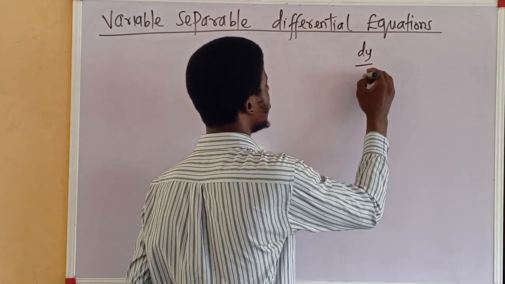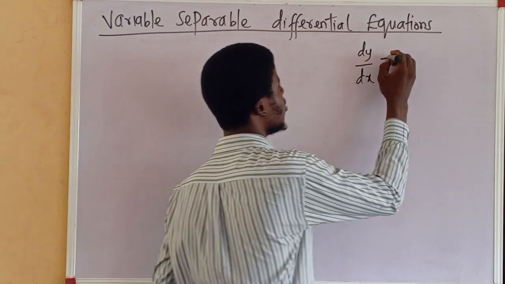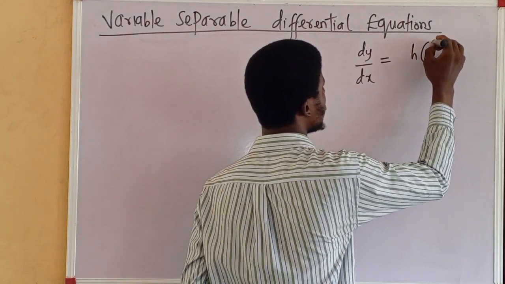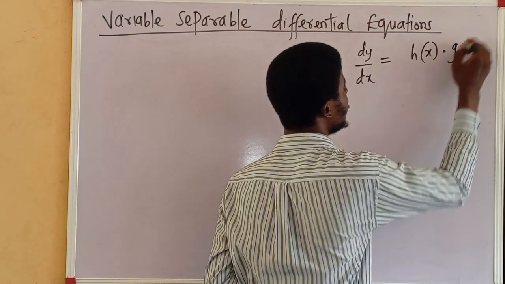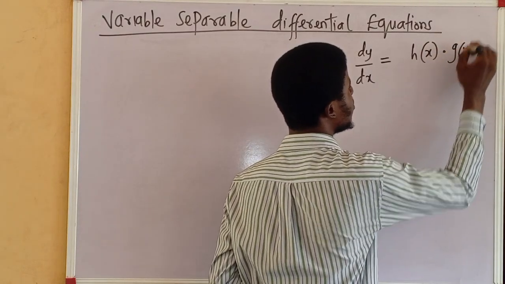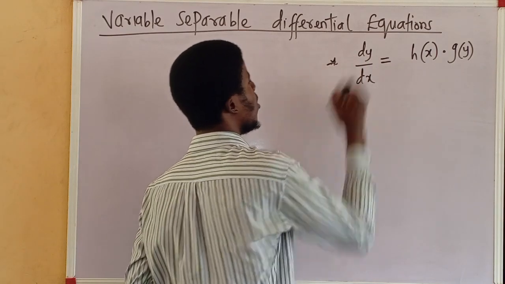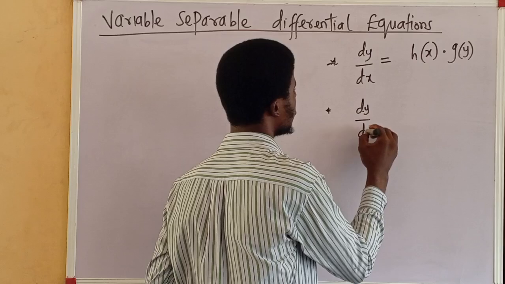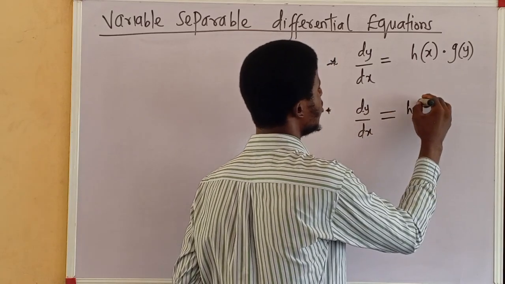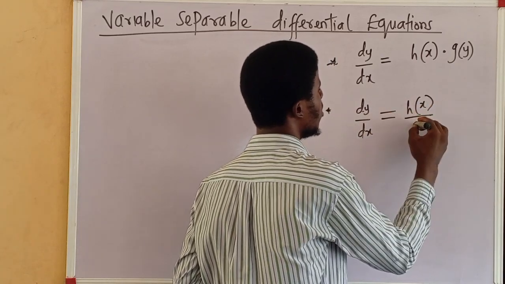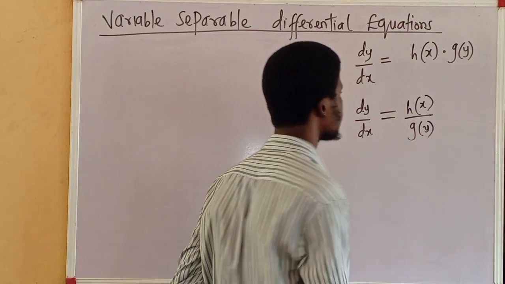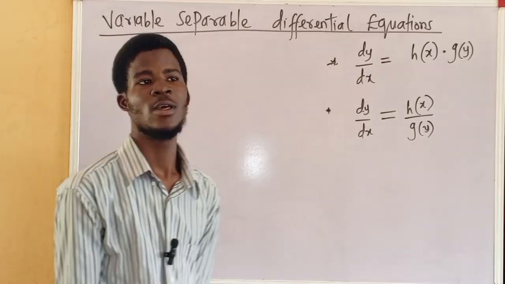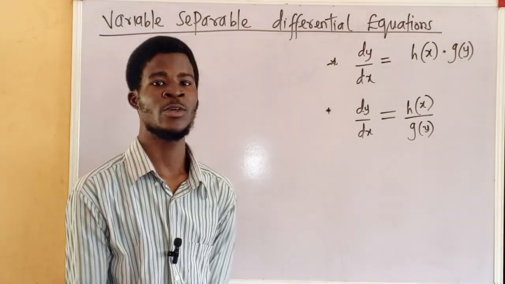dy/dx equal to h of x times, let's say, g of y. Or if I can write the differential equation as dy/dx equal to h of x upon g of y. So a differential equation of this form, any of this form, is a separable differential equation.